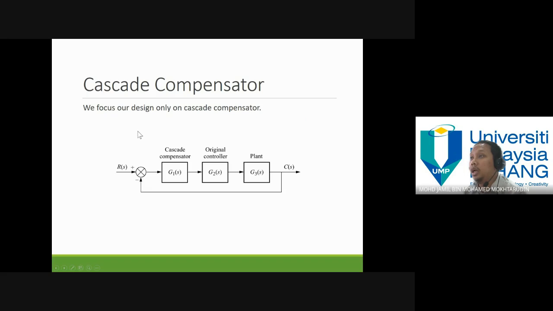Let's say we have an original system that has controller G2 and plant G3 without a compensator. So basically, we add a compensator. Here, we focus on cascade compensators only. So we add an additional block, which we call the compensator, to improve the system based on what we require.